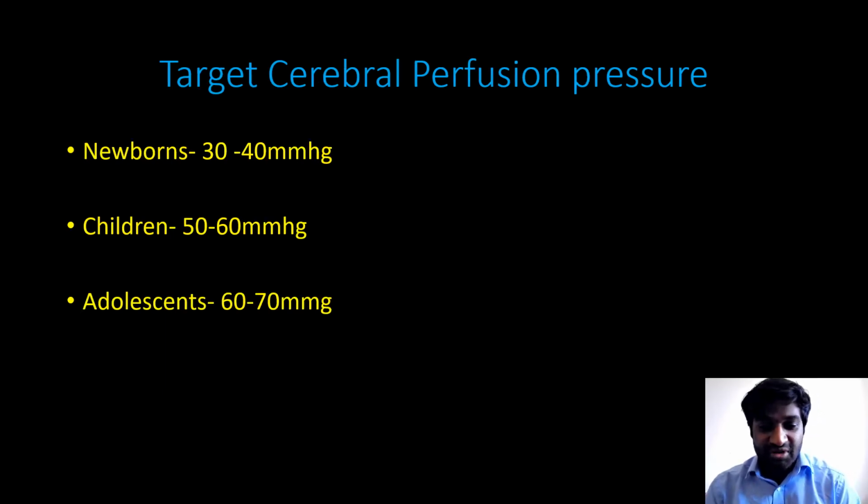To target cerebral perfusion pressure, we aim for, in newborns, 30 to 40 millimeters of mercury, in children 50 to 60 millimeters of mercury, and adolescents 60 to 70 millimeters of mercury. You either need direct intracranial pressure monitoring, which can be done via a bolt, or via intraventricular drain if inserted by the neurosurgeons. You may need to estimate the intracranial pressure if they have signs and symptoms of rising intracranial pressure, which may be decreasing consciousness or pupillary changes or the Cushing reflex.